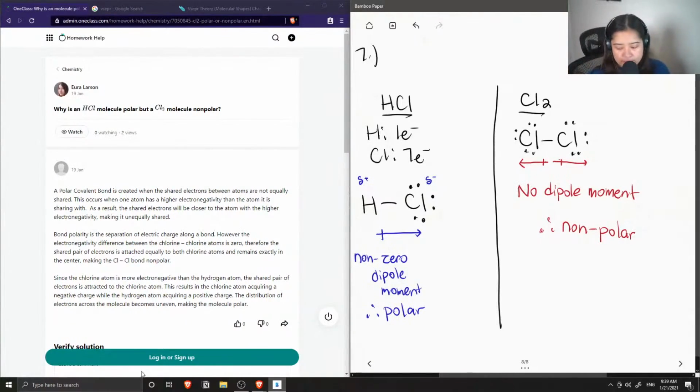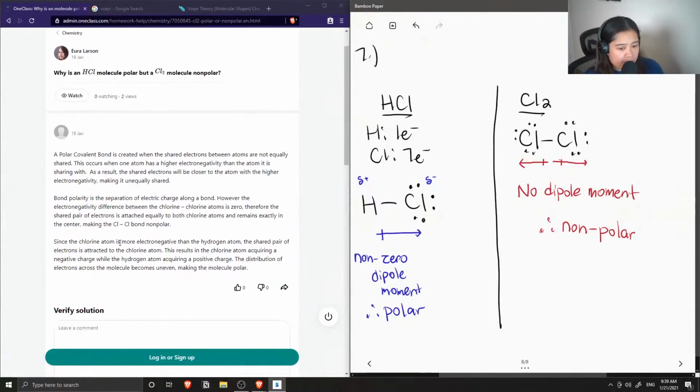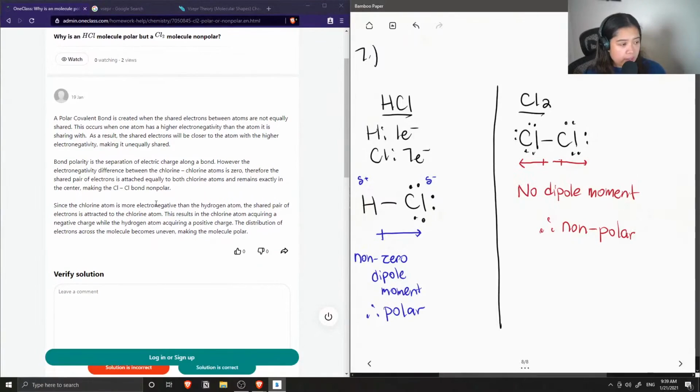Okay, so the junior tutor said that a polar covalent bond is created when the shared electrons between atoms are not equally shared. This occurs when one atom has a higher electronegativity than the atom it is sharing with. As a result, the shared electrons will be closer to the atom with the higher electronegativity, making it unequally shared. Bond polarity is the separation of electric charge along a bond.